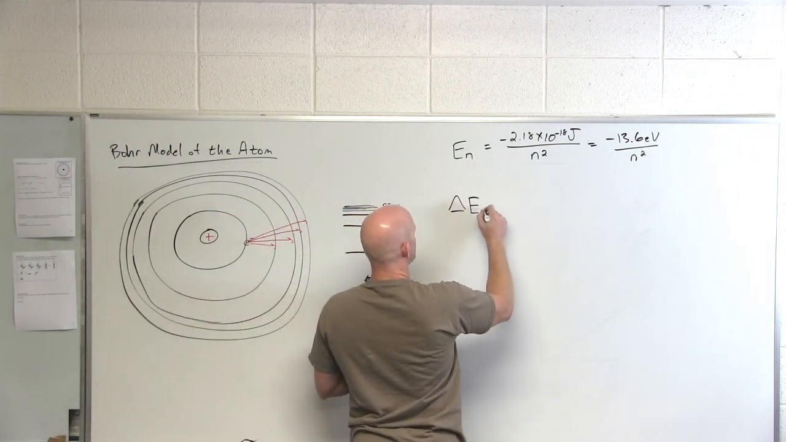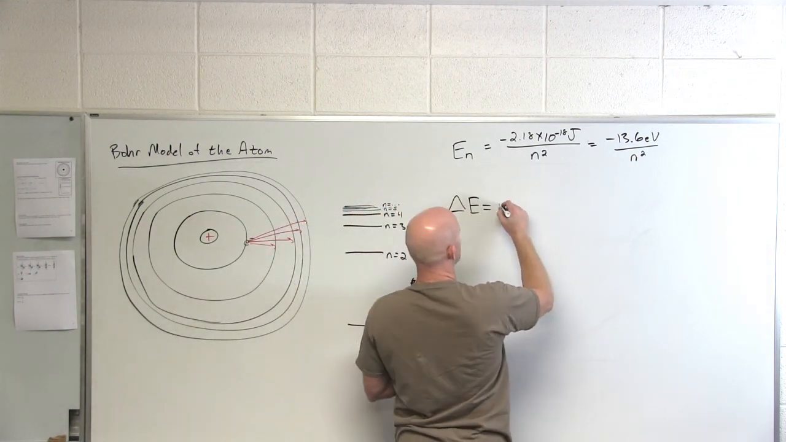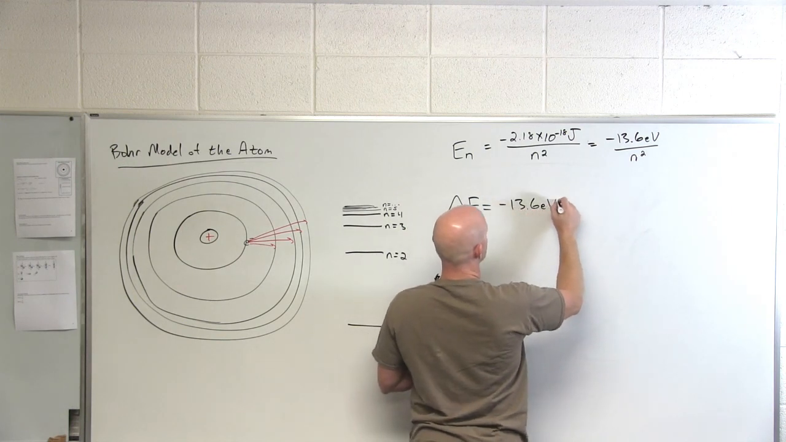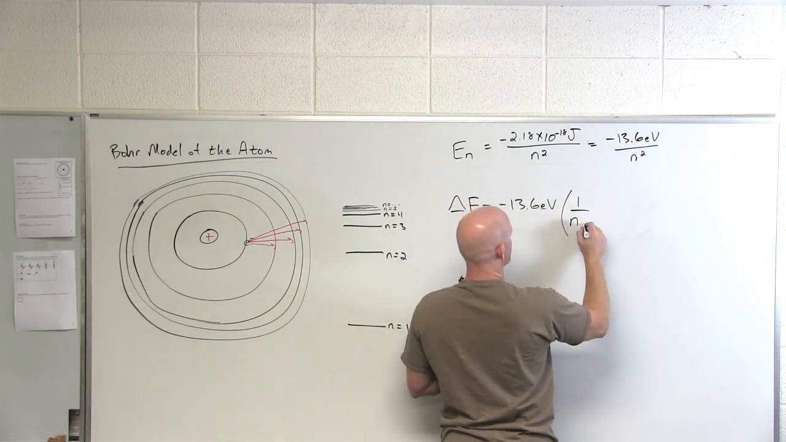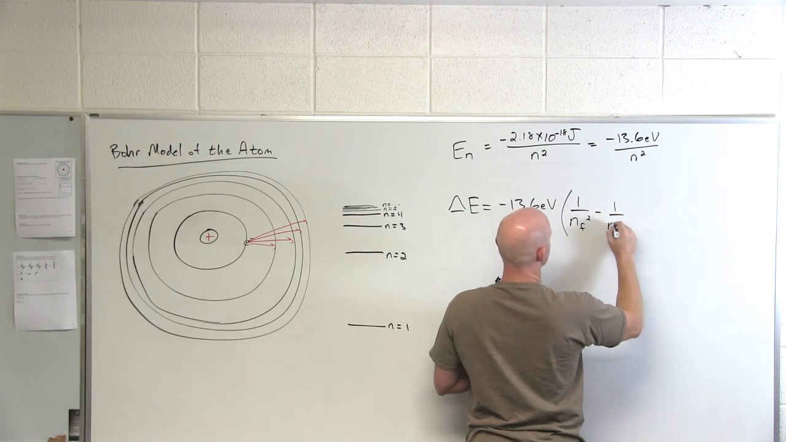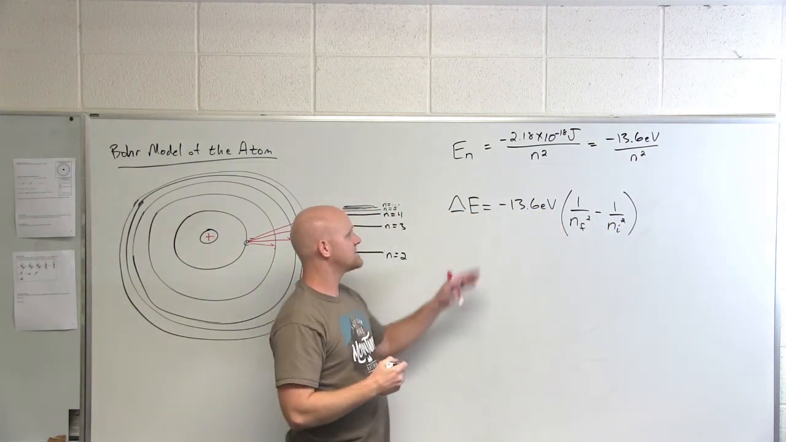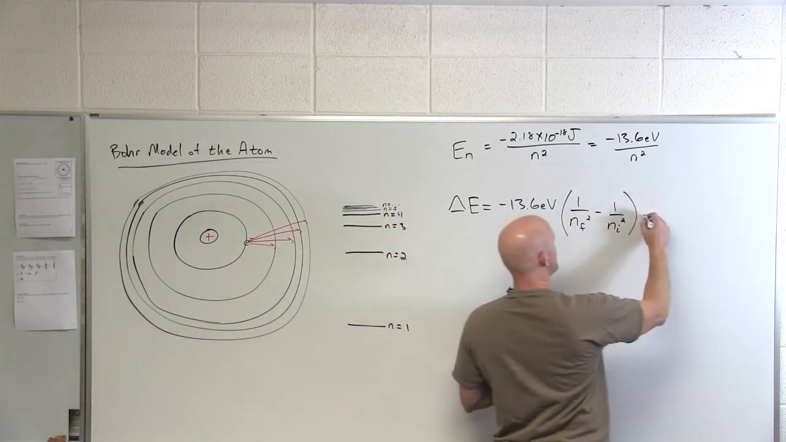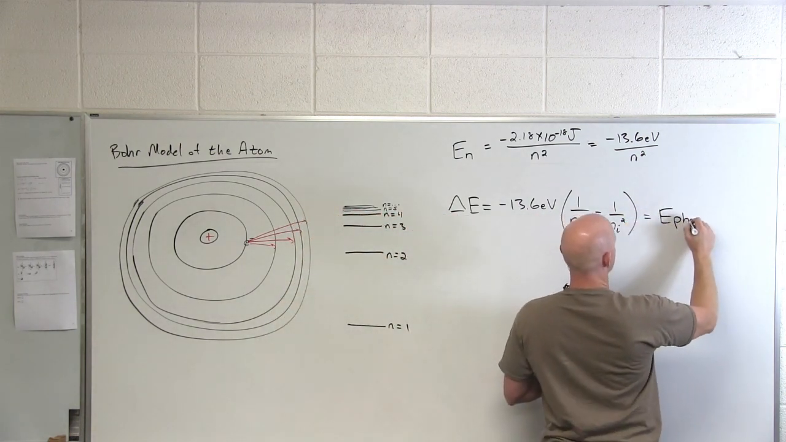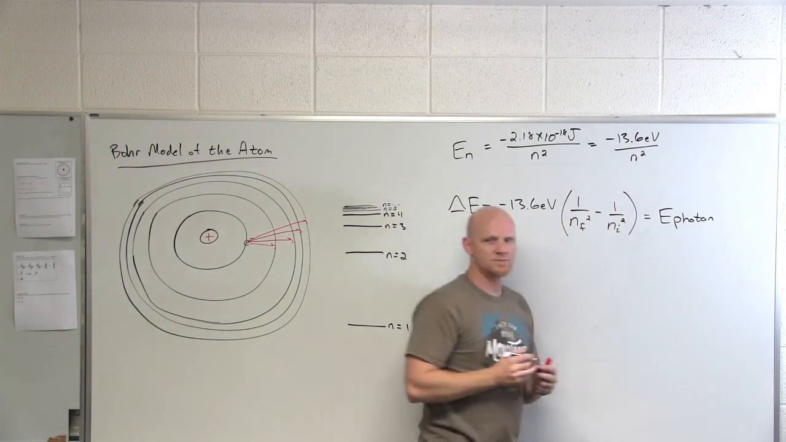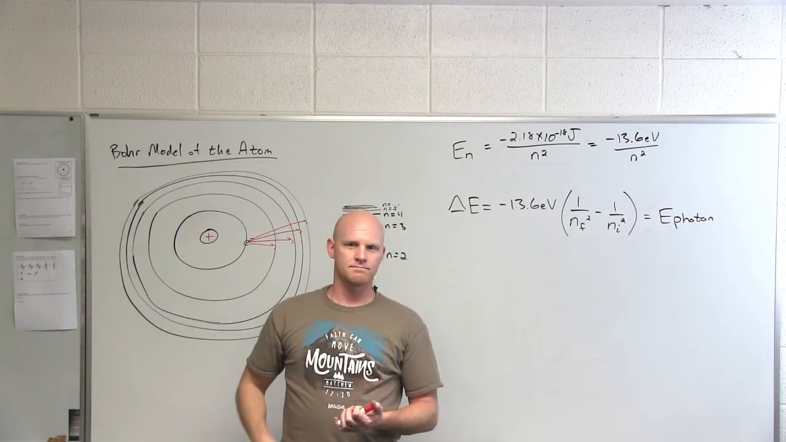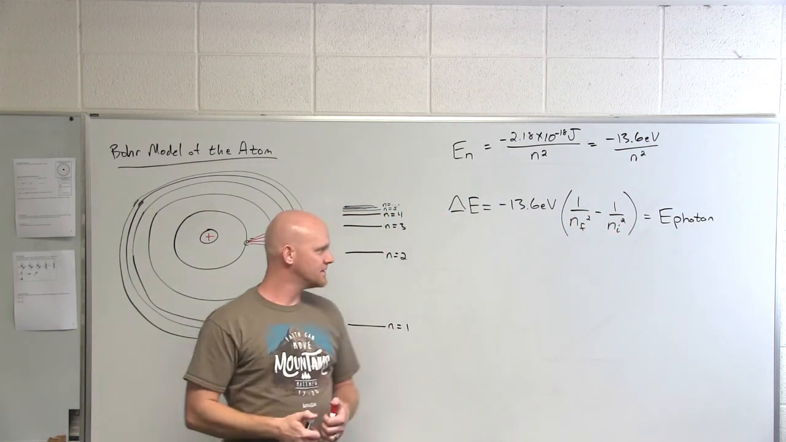You could say delta E is equal to negative 13.6 electron volts, 1 over n final squared minus 1 over n initial squared, and come out with an equation. And it turns out this difference in energy was the energy of the photon that would be absorbed as white light passed through hydrogen in this case.